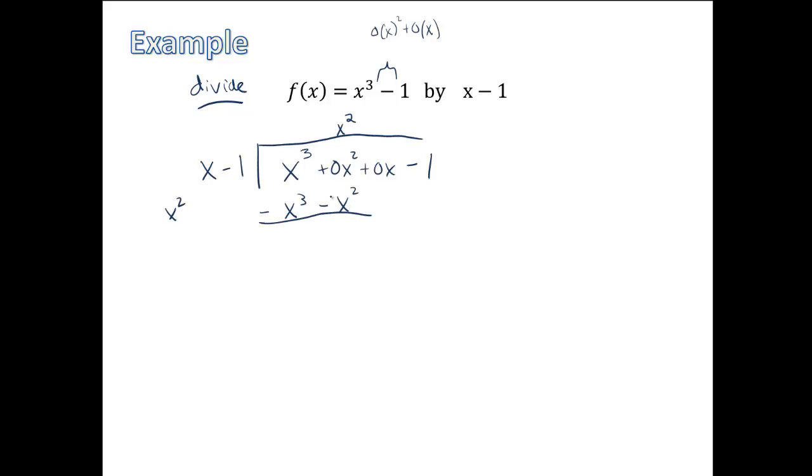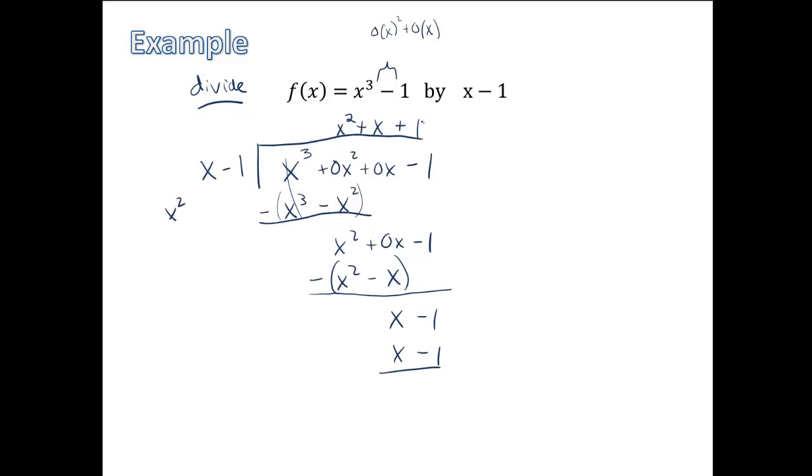And we're going to go ahead and subtract down. These cancel, and this turns into just x squared. Bring everything else down. Next, it looks like we have to multiply by x now. So we have x squared minus x. Subtract that, and we end up with just x minus 1. And x minus 1 goes in evenly just once. Multiply it by 1, and we get x minus 1.